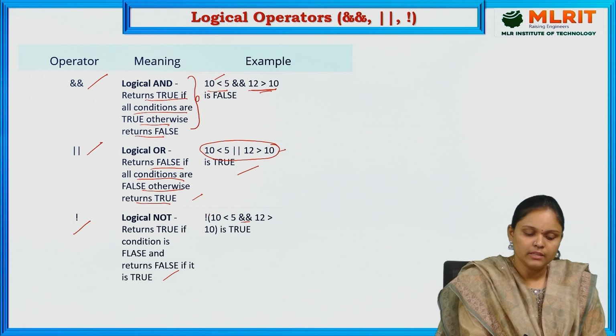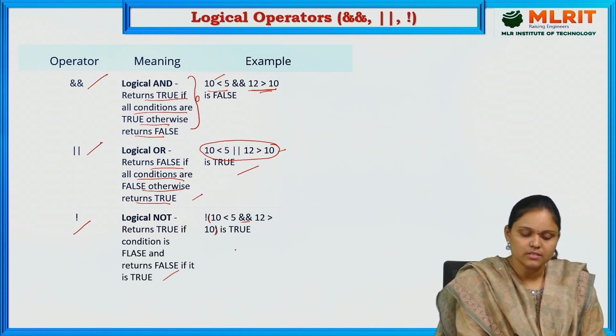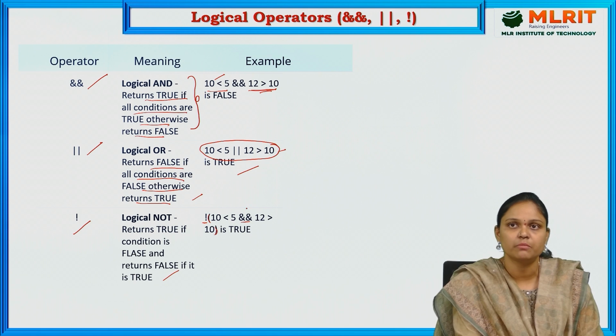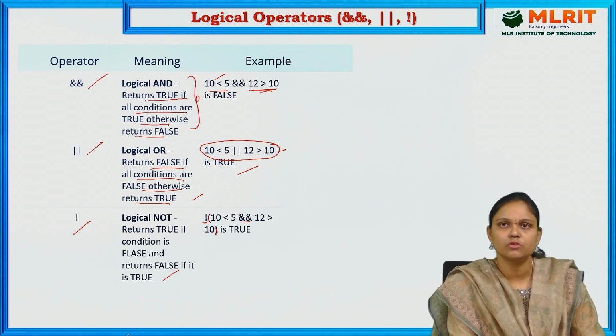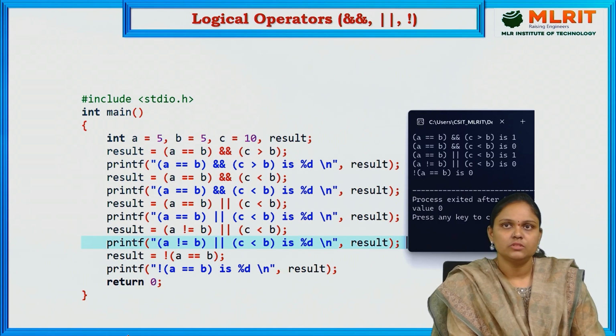So inside the brackets we have got the result as false. But we have a logical NOT operator, so the false condition we are making true by using this logical NOT operator. So when you are using multiple conditions to combine, at that time we use these logical operators. So this is one of the example programs for logical operators.